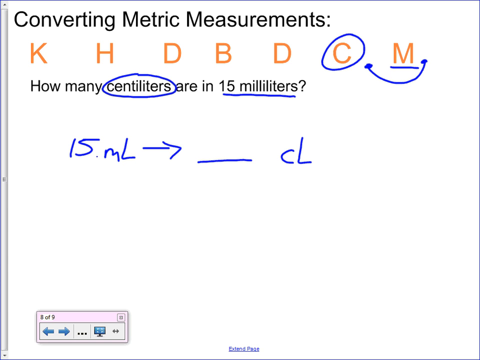So if I start at my milliliters and I move back to the left 1 place, I'm going to do the exact same thing. It's after my 5. I move back to the left 1 place. So it becomes 1.5 centiliters.